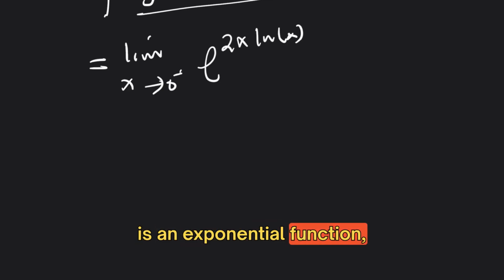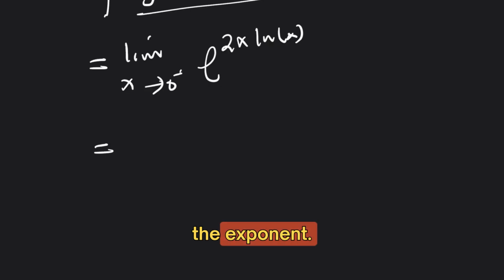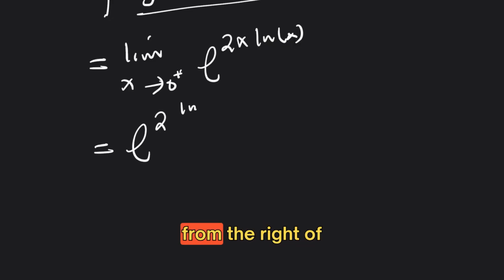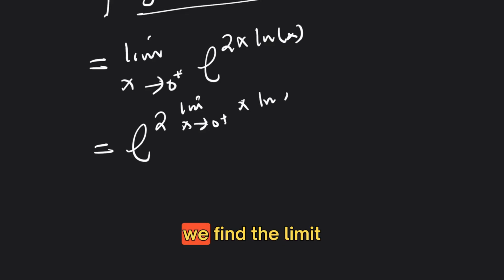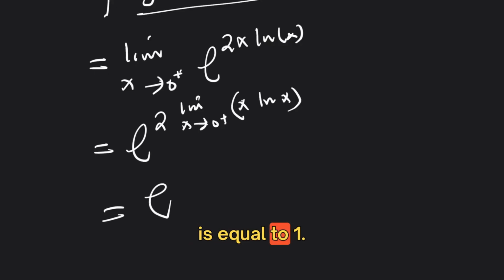Now this is an exponential function, so we can take the limit in the exponent. So this is e to the limit as x goes to 0 from the right of 2x natural log of x. But we found the limit of x natural log of x as x goes to 0 is 0. So this is the same as e to the 0, which is equal to 1.